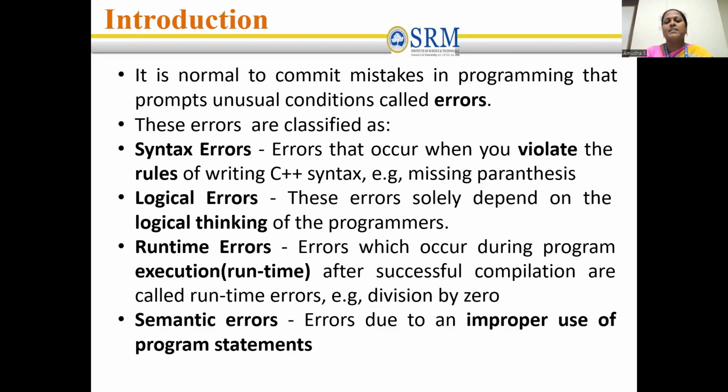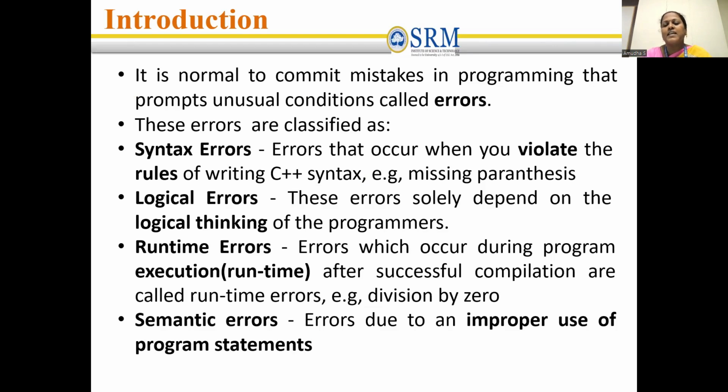This syntax error happens due to poor understanding of the problem statement. Then logical errors. These errors depend on the logical thinking of the program. If the program finds the factorial of a given number, the logic behind the factorial of a number is repeated multiplication. N factorial is n into n minus 1 down to 1. 5 factorial means 1 into 2 into 3 into 4 into 5. So we have to write the logical code correctly, otherwise a logical error will happen.